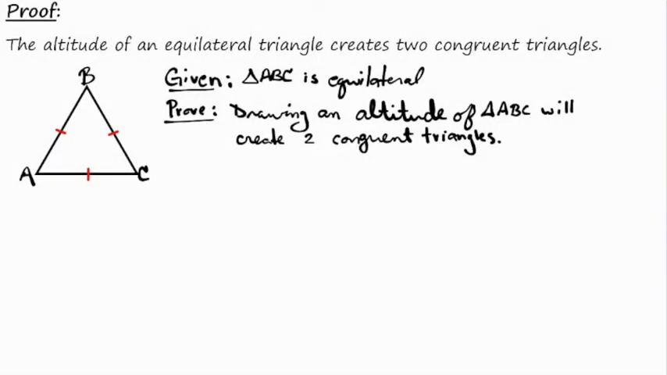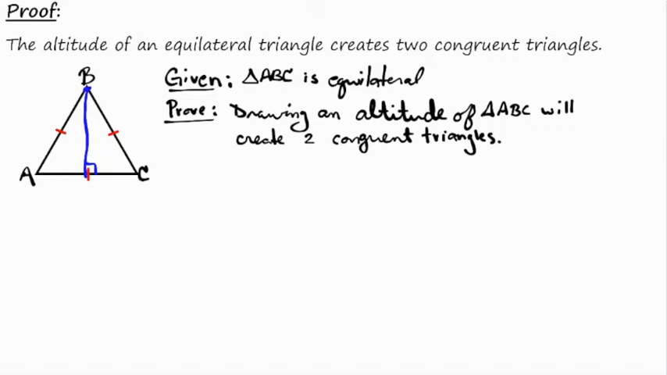So in this video, we're going to do a simple proof. We're going to show that when we have an equilateral triangle and we draw an altitude of the equilateral triangle, it will create two congruent triangles. So we'll start by drawing an altitude. By definition, an altitude must go from a vertex to the side opposite and form a right angle.